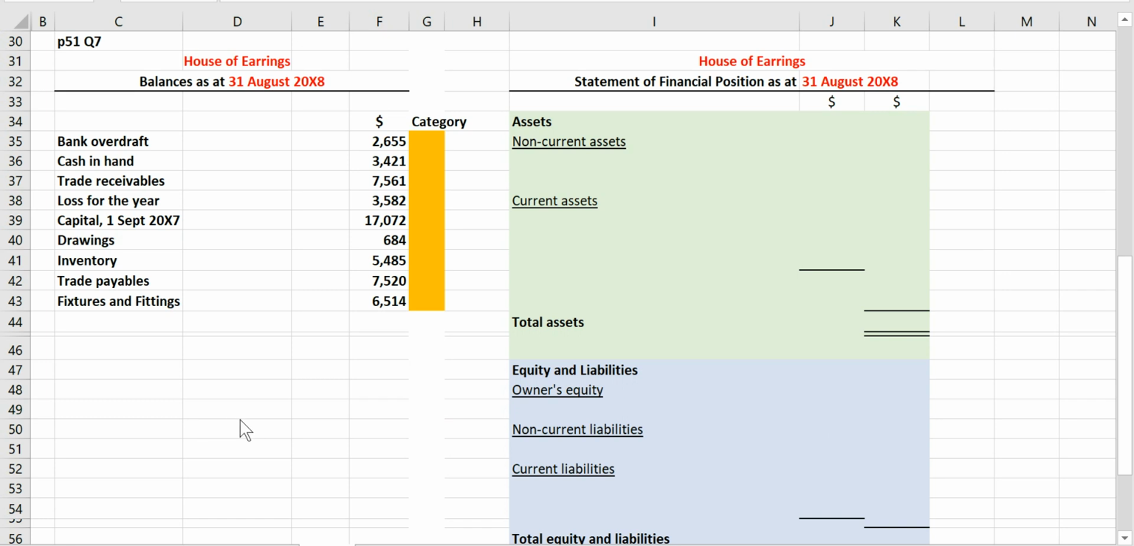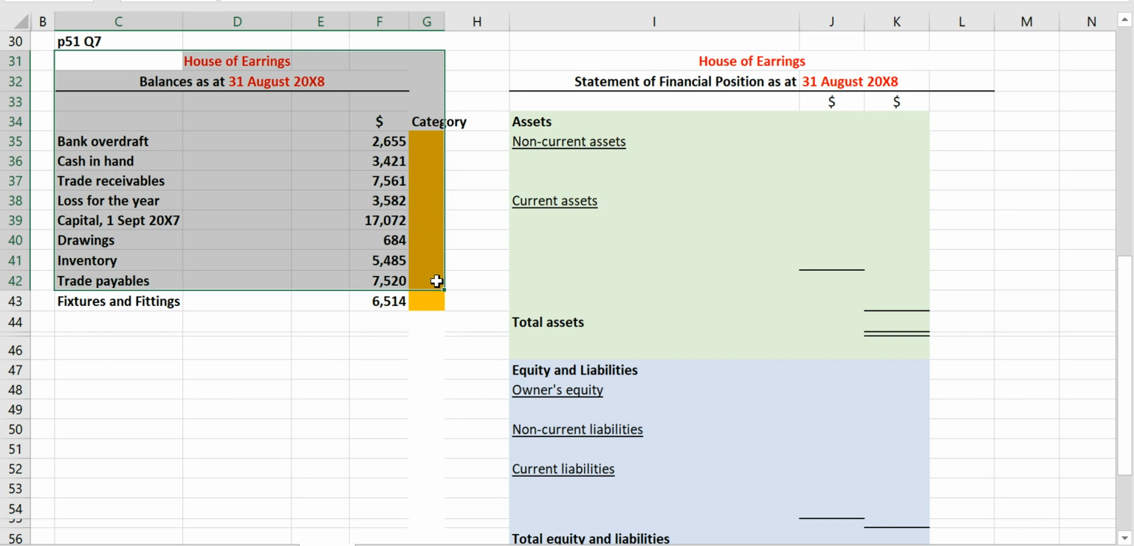Today we're going to do the question in the workbook, page 51, question 7. Now, I have put on the left side of this screen the House of Yearing's list of balances that were extracted from the question itself. The question actually requests that we prepare a statement of financial position as at 31st August 20x8.